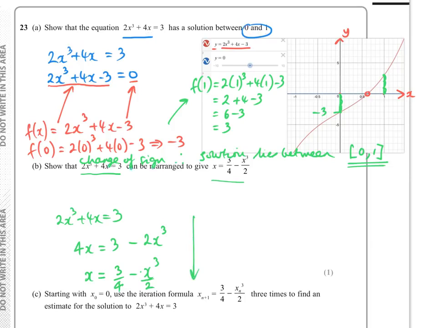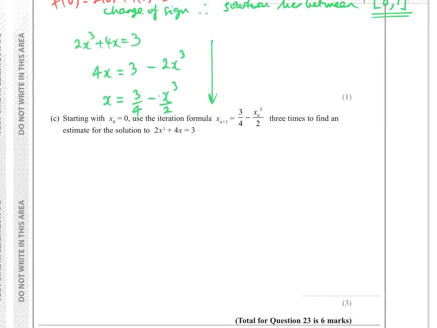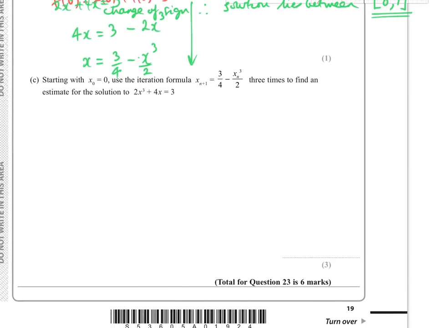So now let's look at the last part. So let's move this stuff up here. It says start with x0 is 0, i.e. our first value of x to be 0. Use the iteration formula 3 times to find an estimate for the solution of this equation.